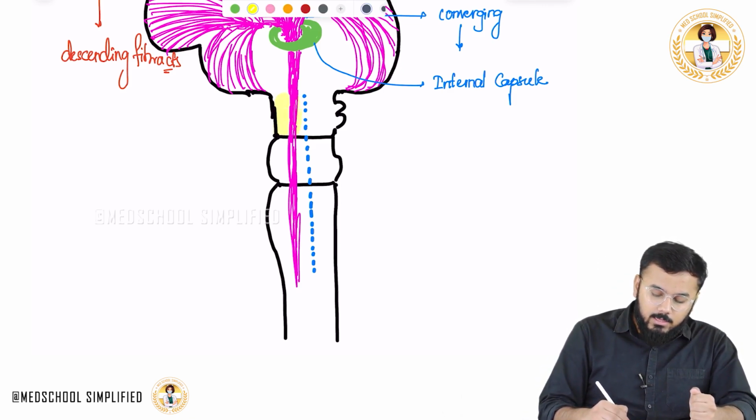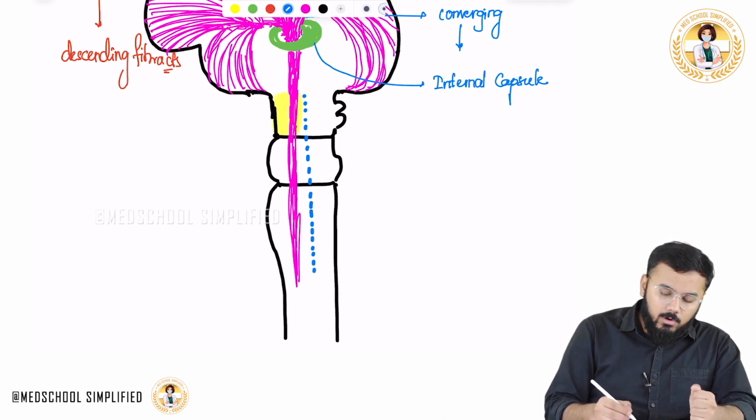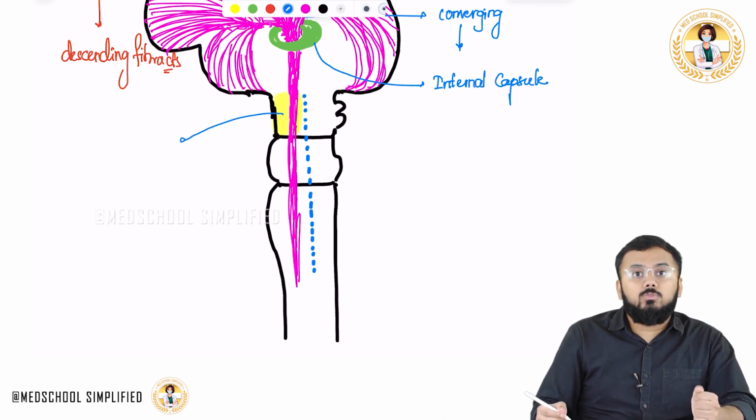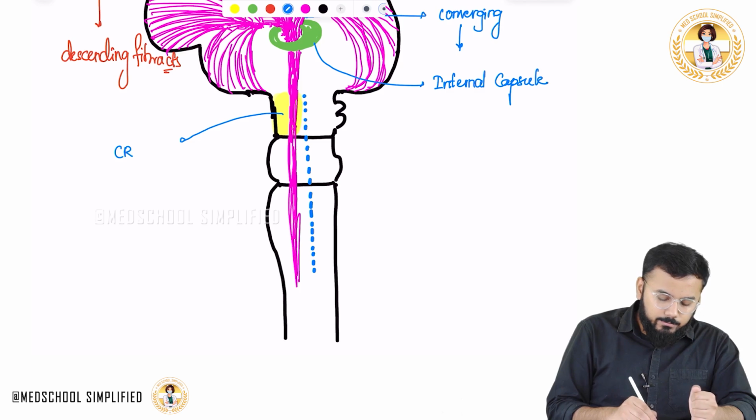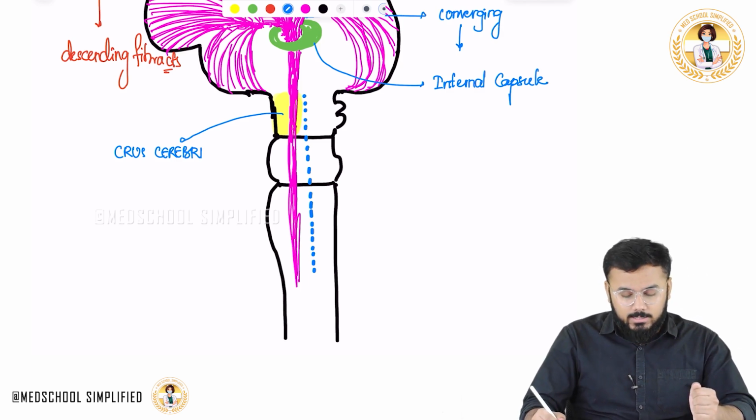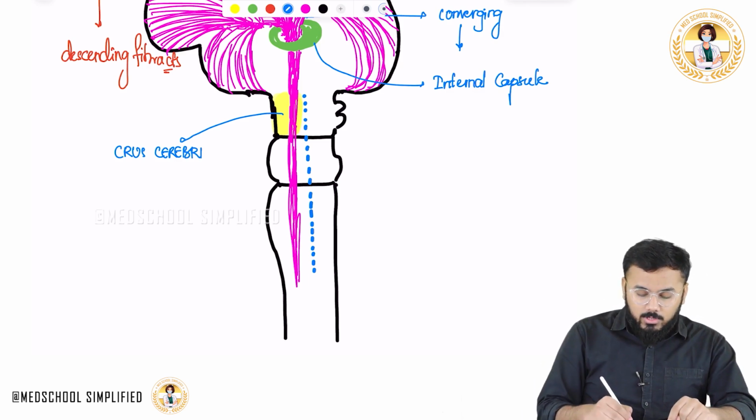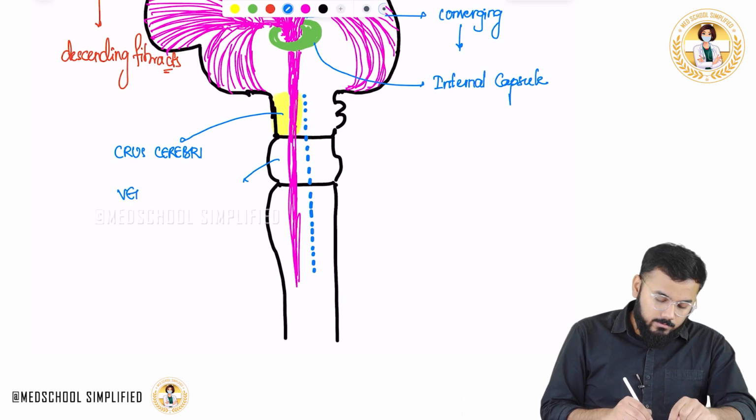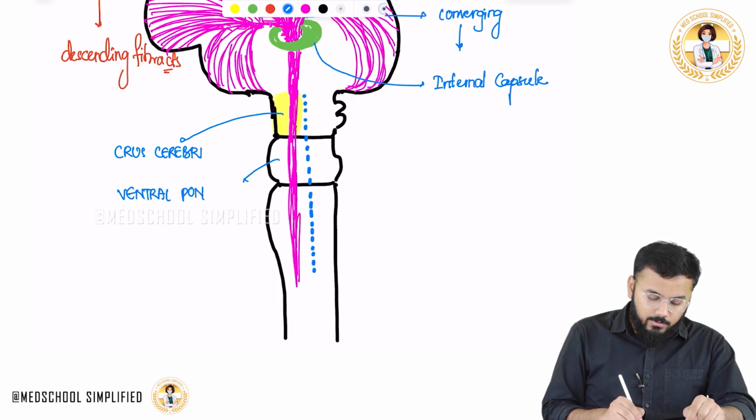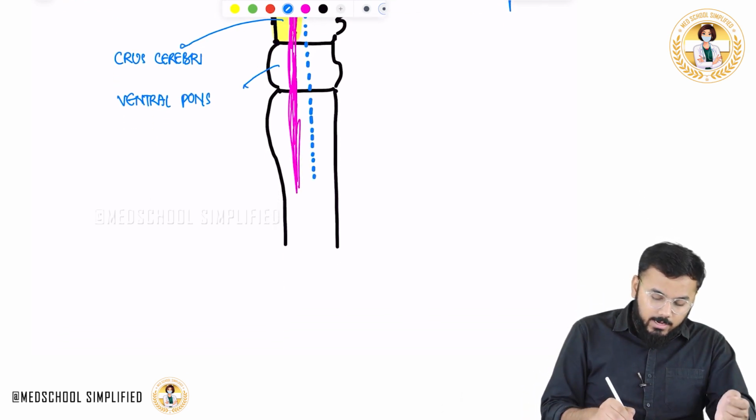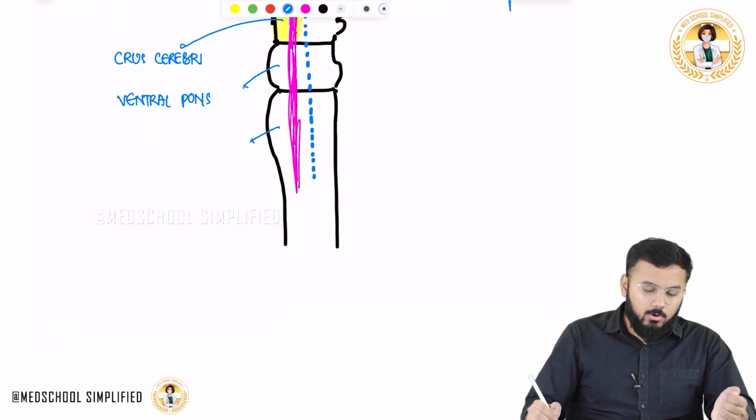And remember one thing, this ventral part of the midbrain, whatever you can see here, is called the crus cerebri. This ventral part of the midbrain is nothing but your crus cerebri. From there, it goes to the ventral part of the pons, and after that it goes to the ventral part of the medulla oblongata.